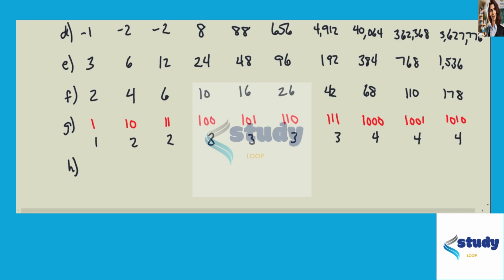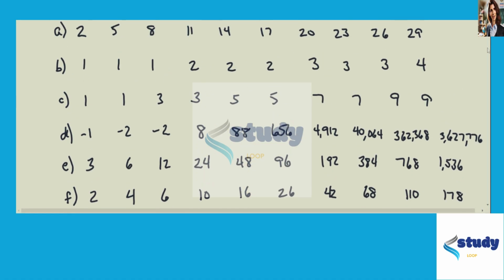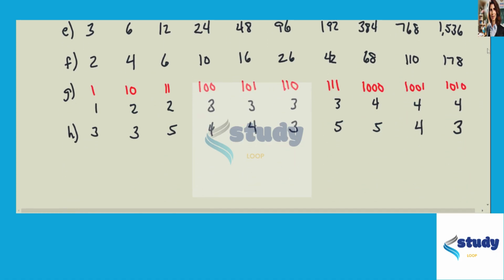And H. The sequence where the nth term is the number of letters in the English word for that index n. So 1 has 3 letters, as does 2. 3 has 5 letters. 4 has 4. 5, 4. 6, when we write it out, has 3 letters. 7 and 8 both have 5 letters. 9 has 4 letters. And 10 has 3 letters. So these are the sequences A all the way through H for this problem.